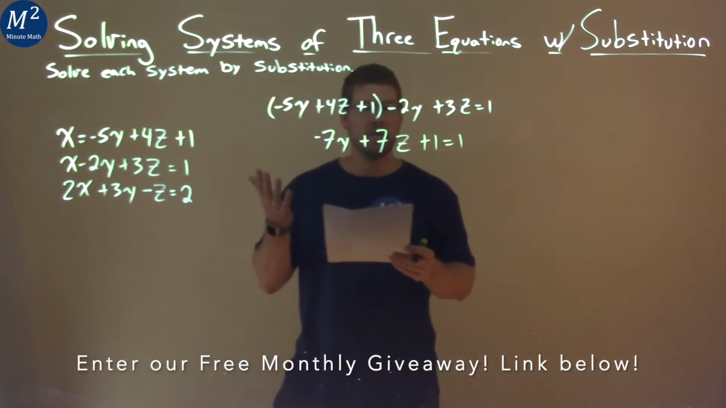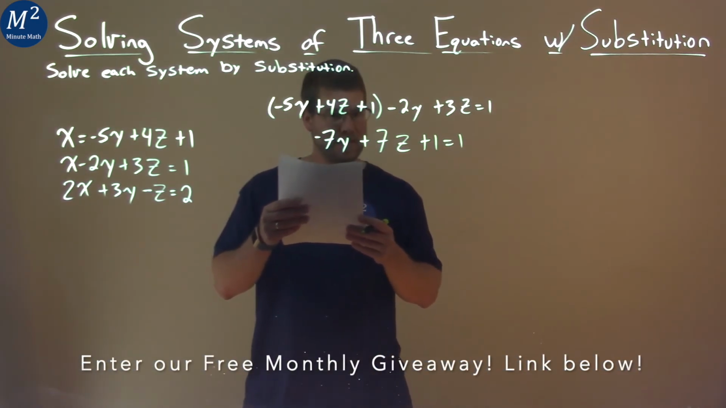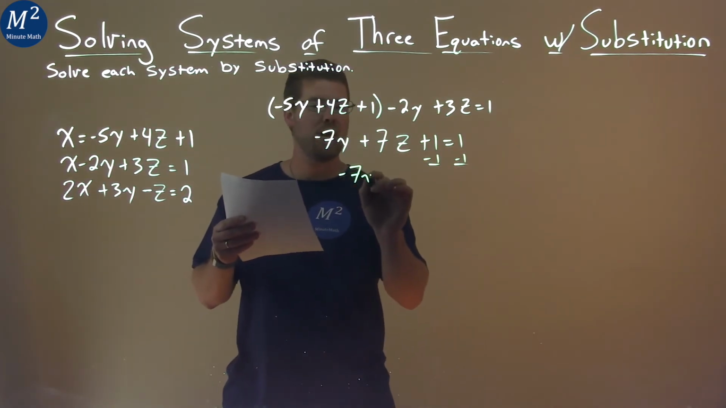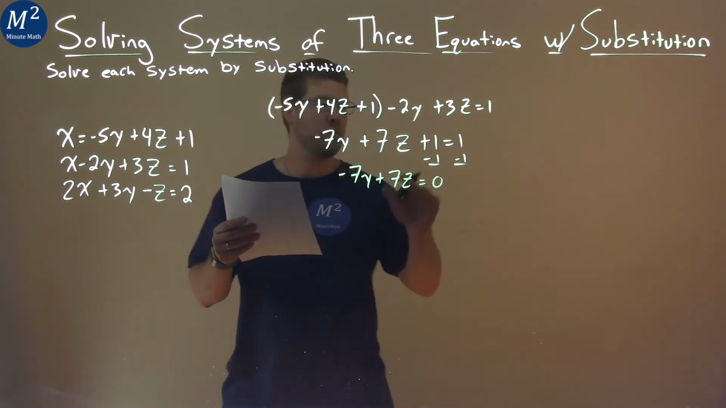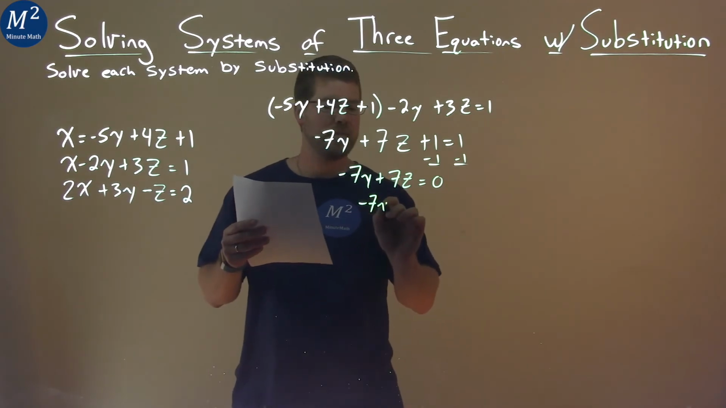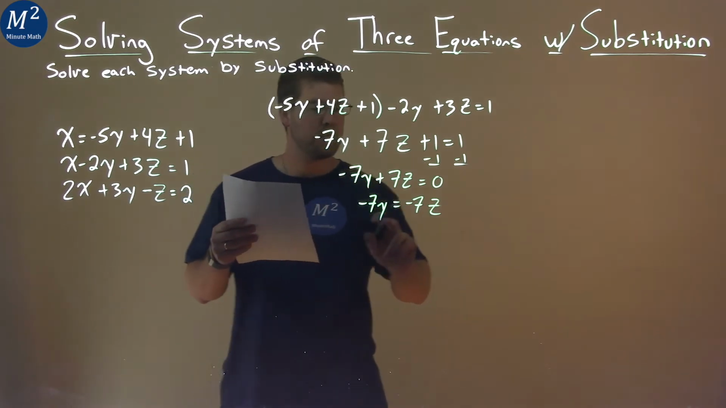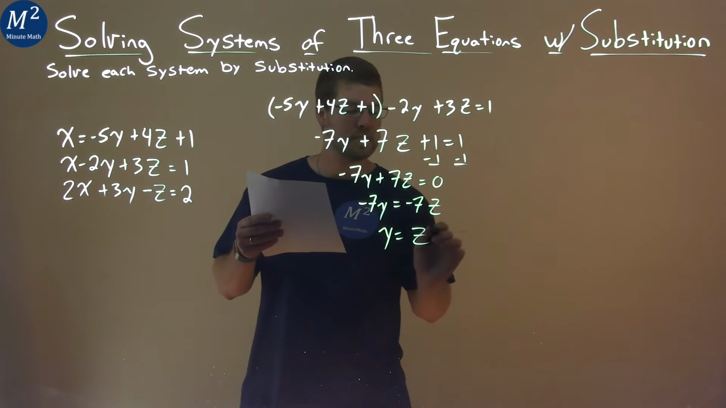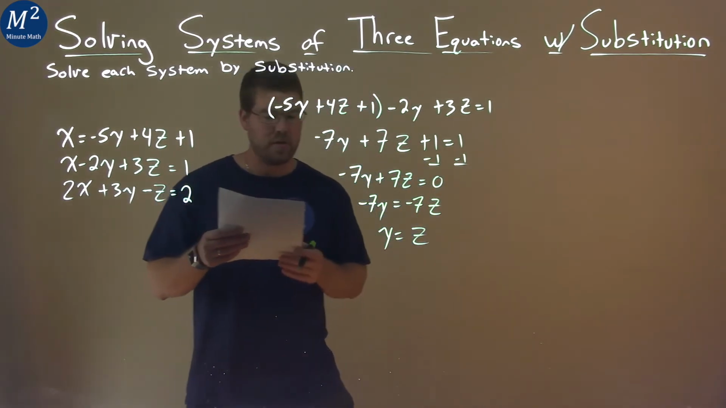Well, from here, let's try to get y by itself. So I'm going to subtract 1 from both sides, and we have negative 7y plus 7z equals 0, since 1 minus 1 is 0. Subtract 7z from both sides, means negative 7y equals negative 7z. Divide both sides by negative 7, and y is equal to z. All right? So that's what we have for y. y and z are the same here.